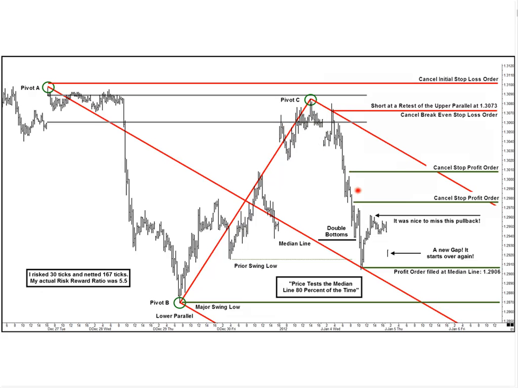But if you got shook out early, you probably didn't have the fortitude, the focus, the ability to jump back in on the short side. Most traders do not. So we risked 30 ticks, took out 167 ticks. My actual risk reward on the trade originally was 4.67, and then ended up being 5.5.